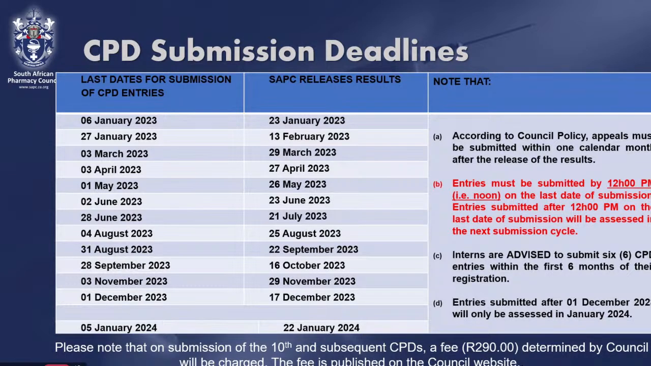And then it is also important for interns to note that all the 6 CPDs that they will be submitting will be for free, and interns are also allowed 3 more CPDs to submit for free, meaning all in all, interns can submit 9 CPDs for free. And from the 10th CPD, interns will be charged a fee of 290.